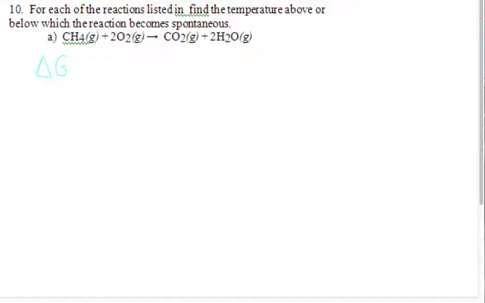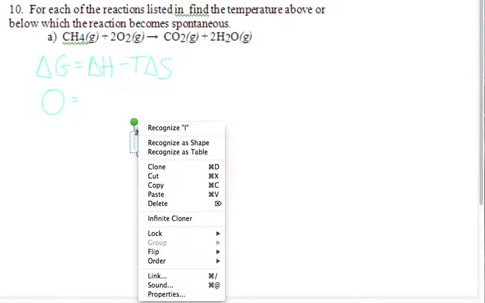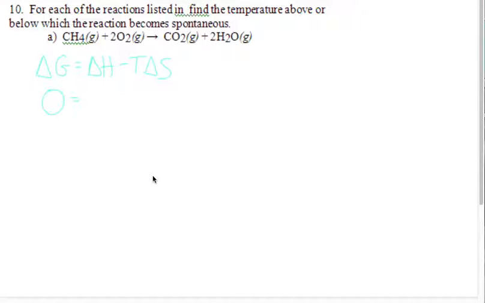We're going to use our Gibbs-Helmholtz equation, and what are we going to do? Set delta G to 0, because that's the point where positive becomes negative or negative becomes positive. Delta H and S, I'm going to have to calculate, and I am solving for T ultimately, correct? So this is just going to be a pain, but everything's on the board.